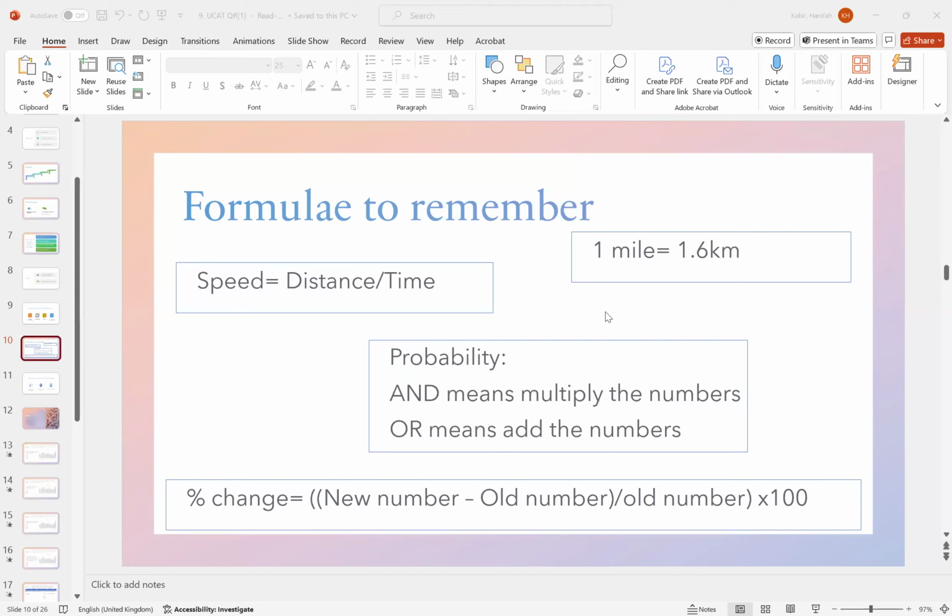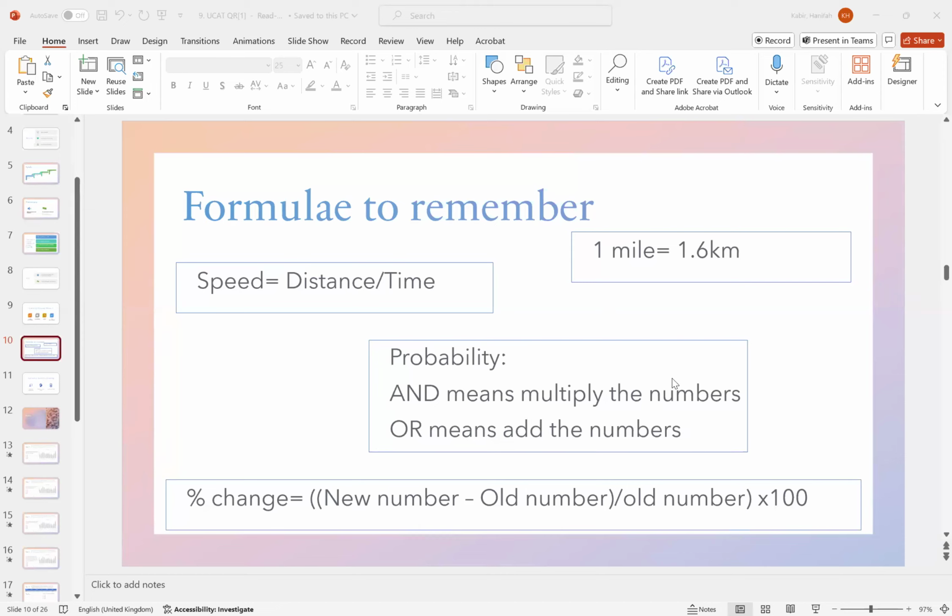Whereas if I ask you to roll a six or a three, I have two desirable outcomes. And therefore, I add up the probability of rolling a six to the probability of rolling a three. Okay. Hopefully that's clear to everyone.